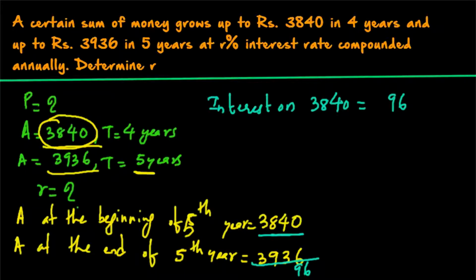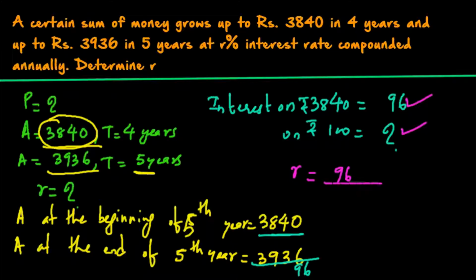And we have to get the interest obtained on rupees 100. Okay. So the interest obtained on rupees 100 is what we have to find out. Rate of interest is always represented as a percentage. Percentage means on rupees 100. That is the meaning. So the interest on rupees 3840 is equal to 96, and we have to get the interest on rupees 100. How can we get it? The rate of interest will be equal to 96 divided by 3840, into 100.